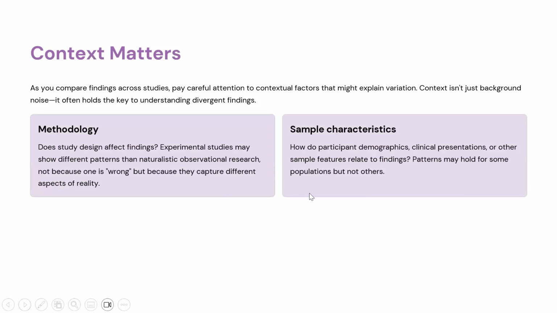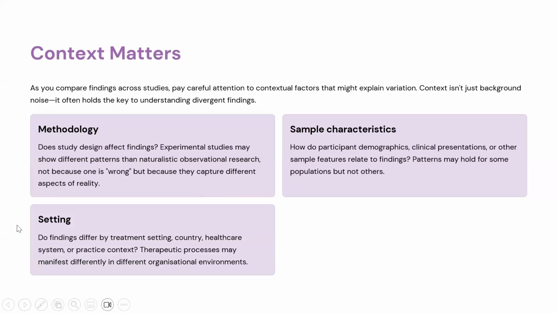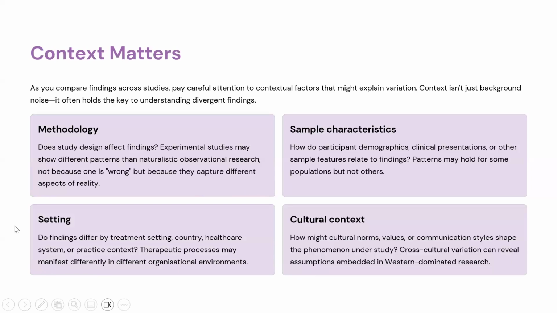Sample characteristics, so how the participant demographics or clinical presentations or other sample features relate to findings. These patterns may hold for some populations but not for others, so be careful not to overgeneralize. Settings, do findings differ by treating setting, country, healthcare systems, or practice context? Therapeutic processes may manifest differently in different organizational environments. And finally, cultural context, which is how might cultural norms, values, or communication styles shape the phenomenon under study. Cross-cultural variation can reveal assumptions embedded in Western-dominated research.